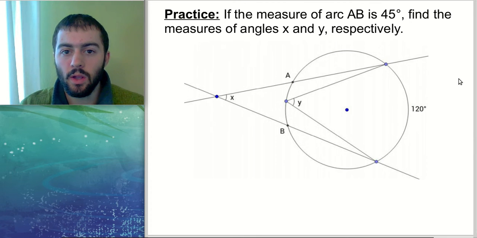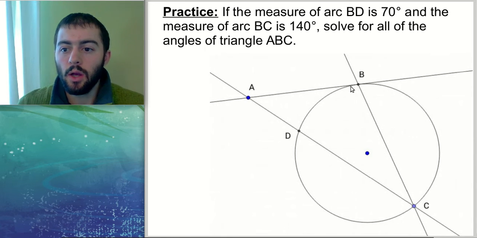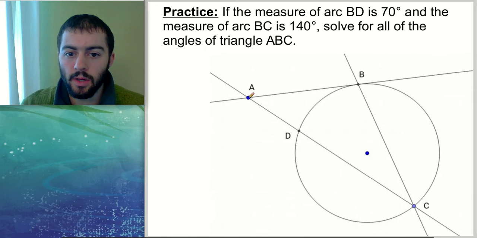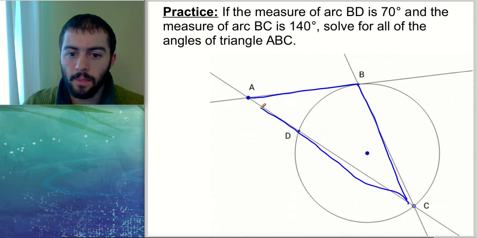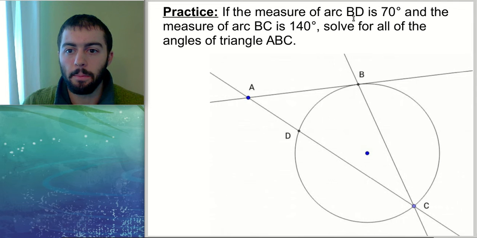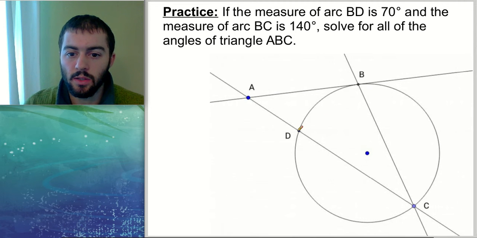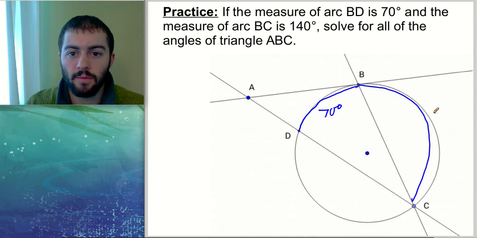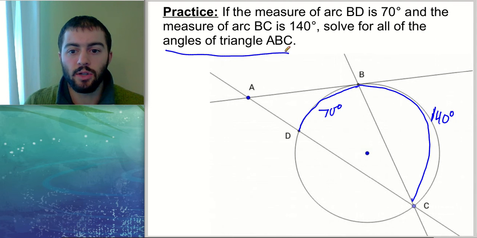All right, and one last practice example here. We have a triangle here formed by ABC. We're going to try and solve this triangle based on some information that we're given here. We're told that the measure of arc BD is 70 degrees, so that means our arc in here is 70 degrees, and we have the measure of arc BC is 140 degrees. So we're given two arc measures here, and what we have to do with that is solve for all of the angles of triangle ABC.